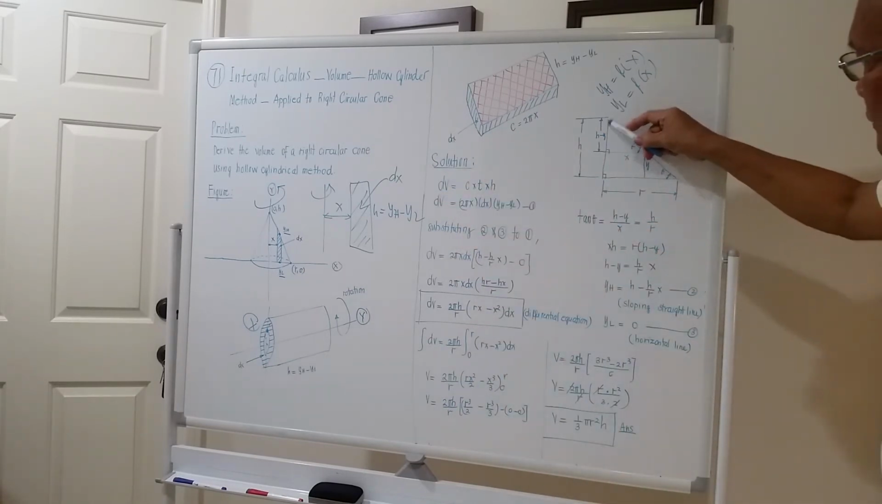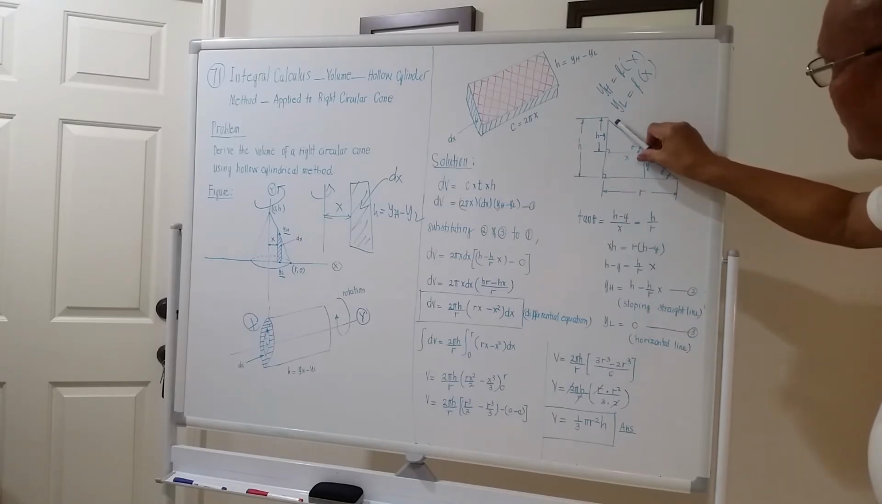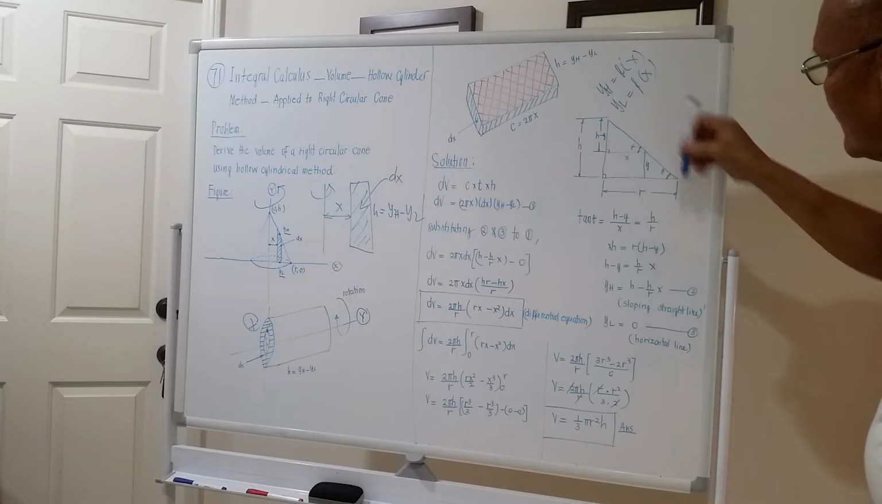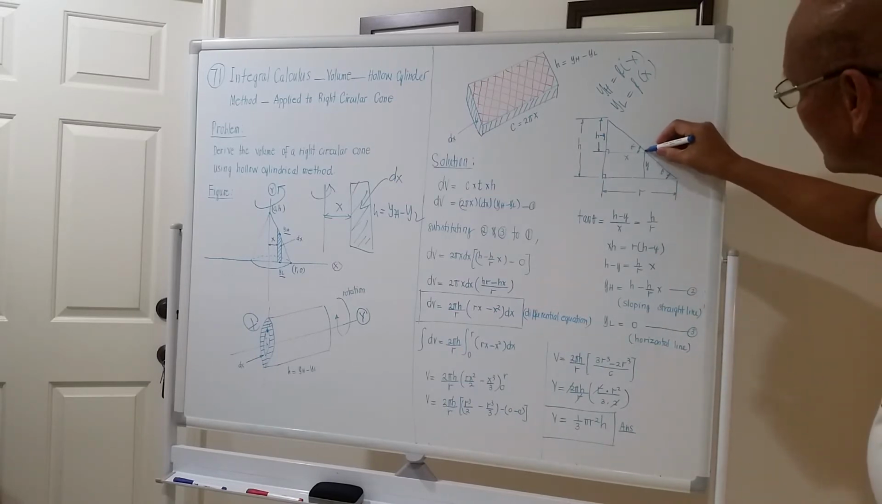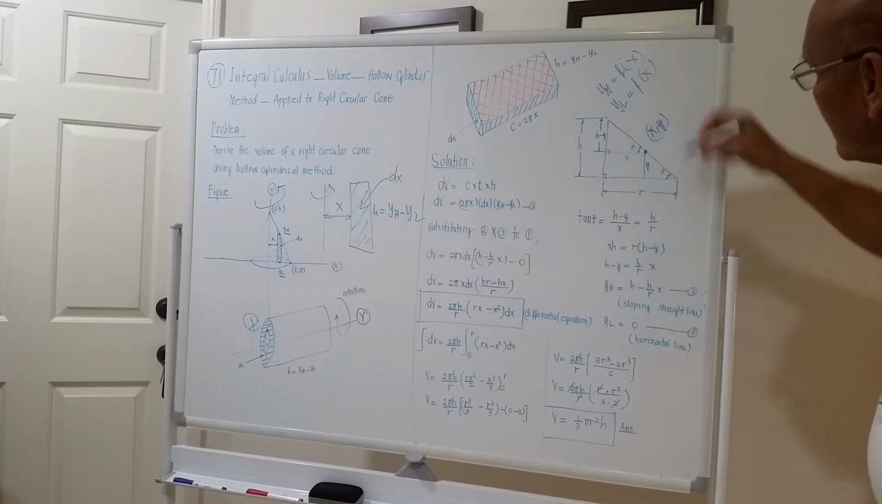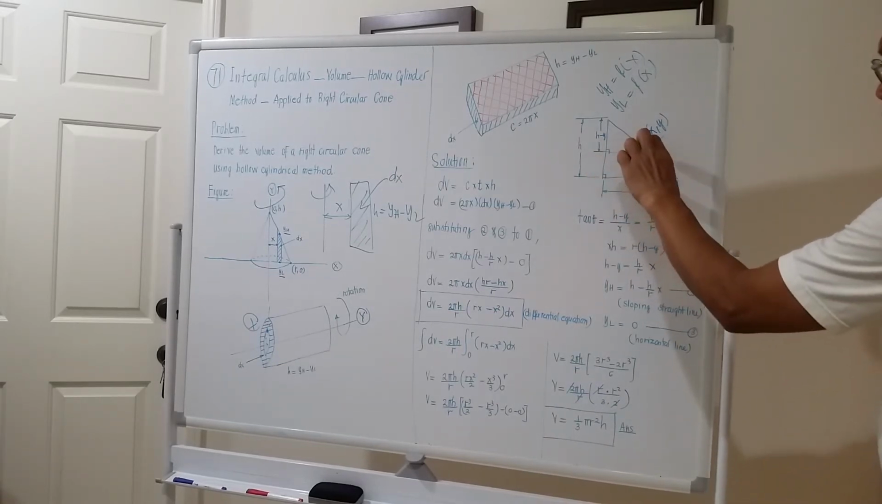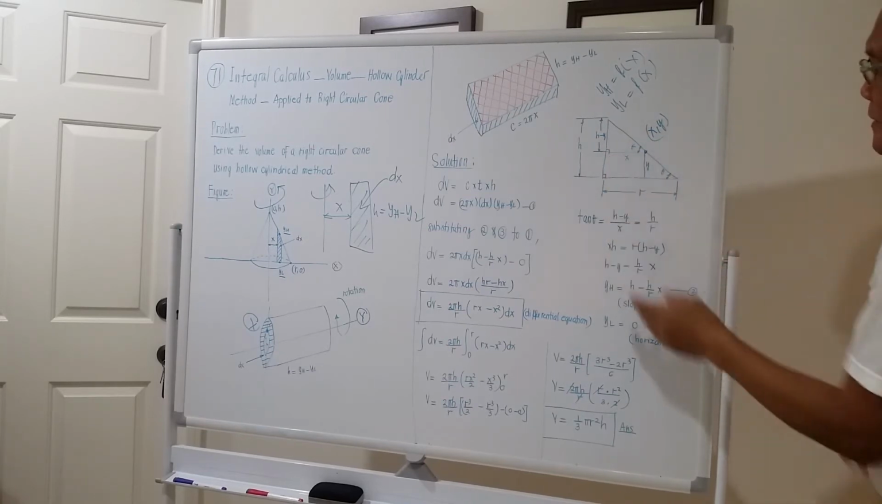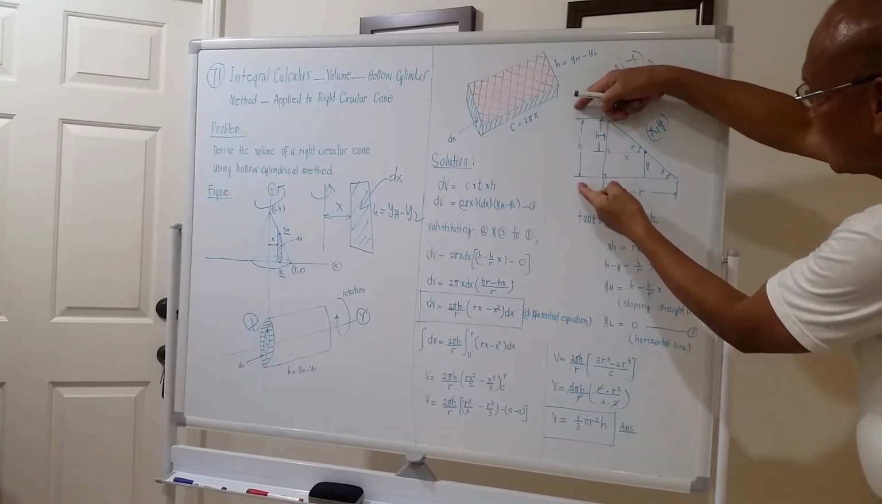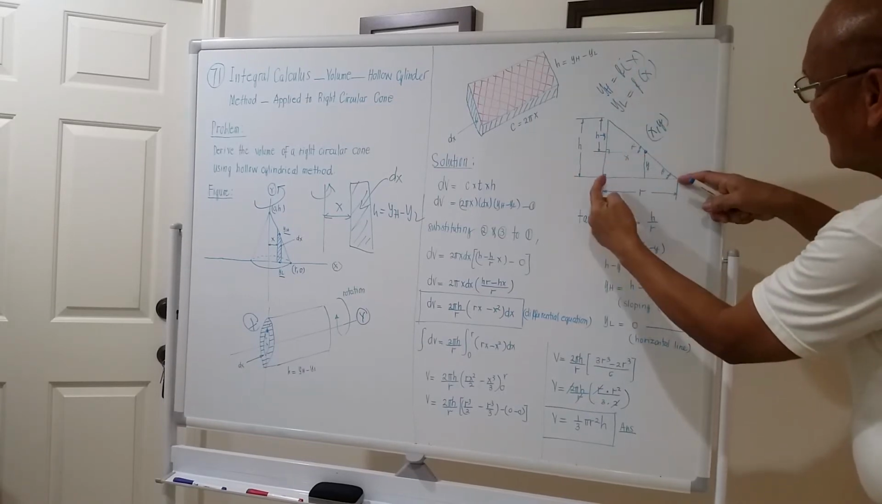This is the height of the cone. This is the radius. This is the inclined side. This point on the sloping side has coordinates x, y. So this length here is x. This is y. If this is h, this should be h minus y. And this is r.